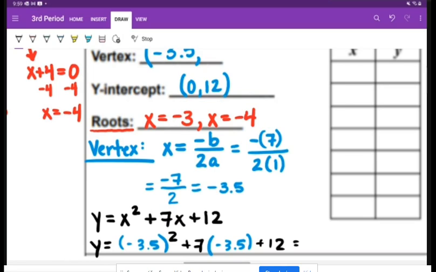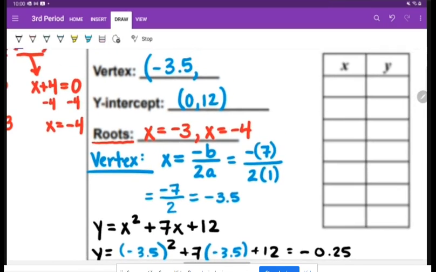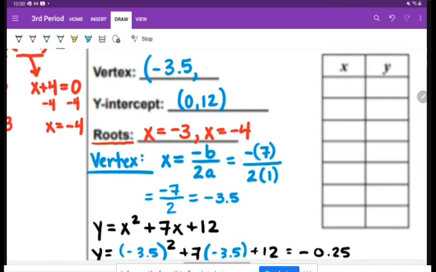Okay. What you should get is negative 0.25. That's what I got. So that's the y value of our vertex. And that's going to go right up here.